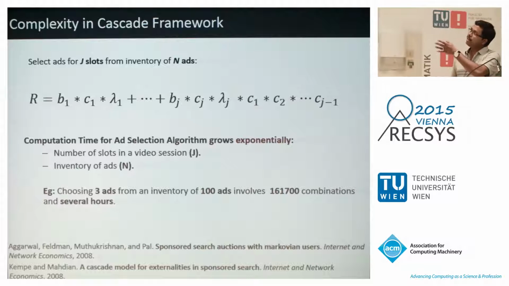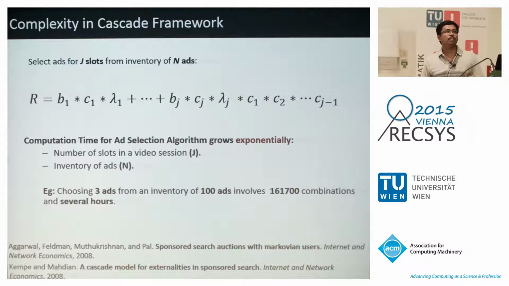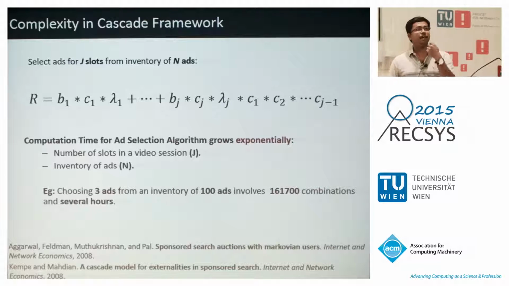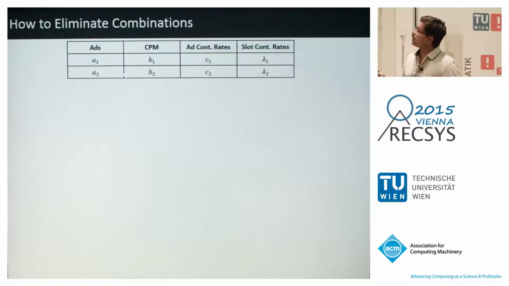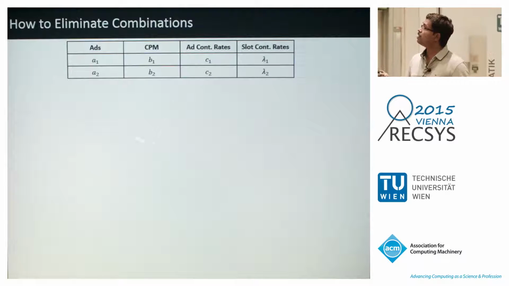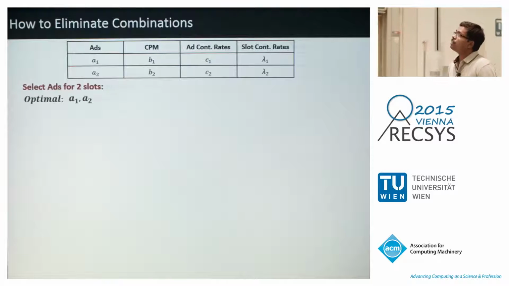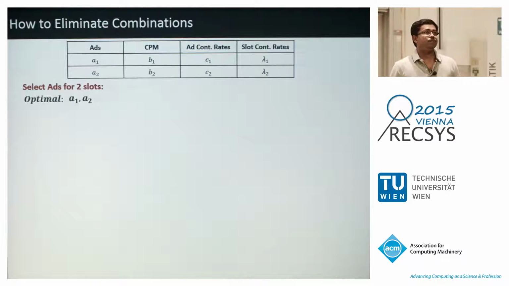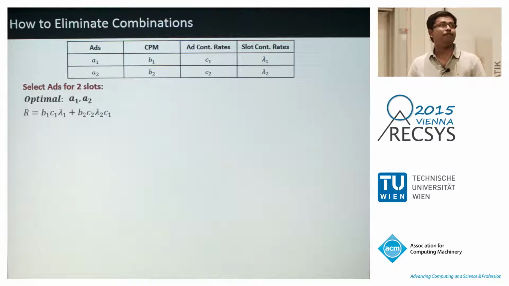So the main idea of how to tackle this is to eliminate combinations. So even before you actually run it real time, how can you eliminate combinations? So let's start with an example. Let's say you have only 2 ads, and these are the features of the ad. And let's say the optimal sequence is A1, A2. So the revenue is going to come from this structure as I explained before.